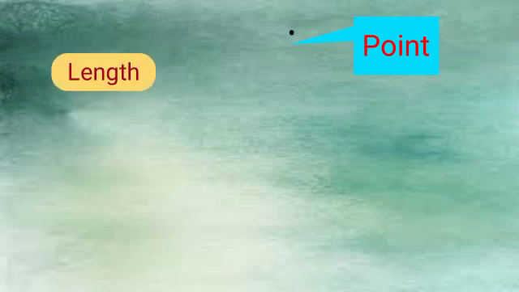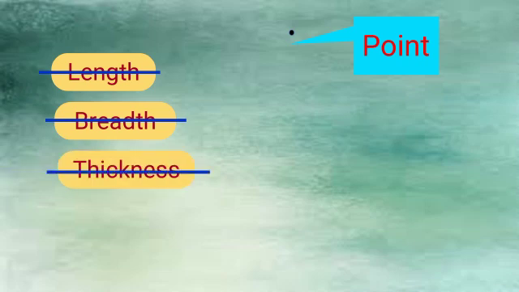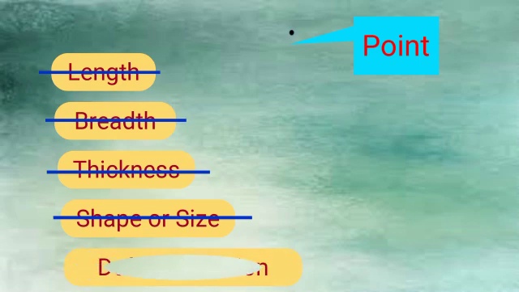So here the first one is point. The invisible teeny dots give an idea about point. A dot is as small as you can imagine. Point is the most important concept in geometry. A point has no length, no breadth, no thickness, no shape or size, yet it shows a definite position.